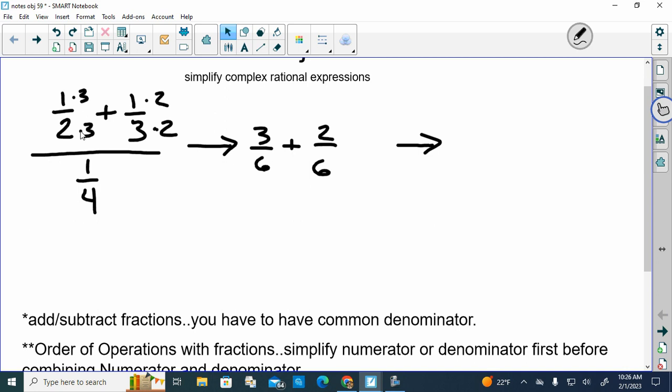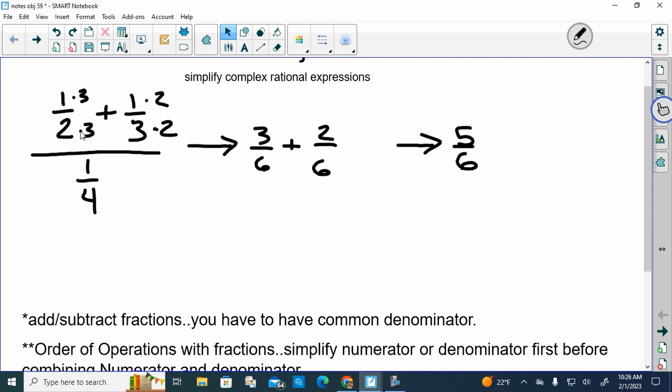So we have our common denominator. When we add, I'm only adding the what? The numerator. So this becomes 5 over 6. Okay, so I have simplified. Our next thing was order of operations with fractions. You need to simplify the numerator or the denominator. It doesn't matter which one you start with, but you've got to make sure both of them are simplified before you combine the top with the bottom.